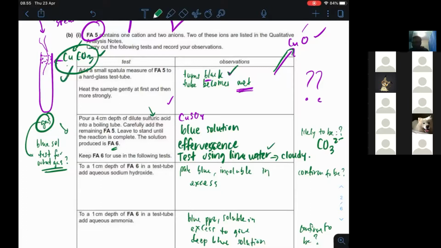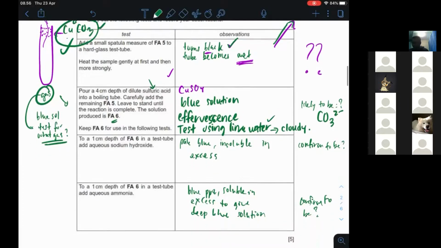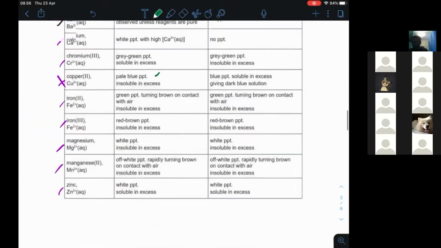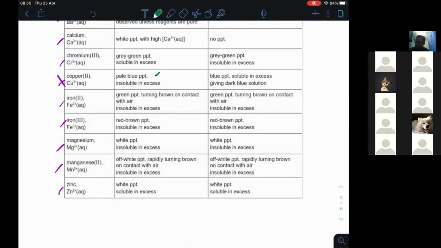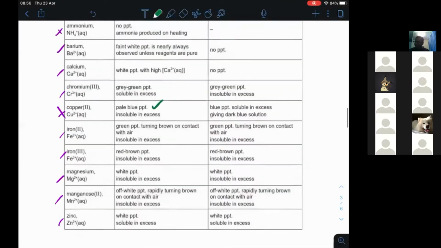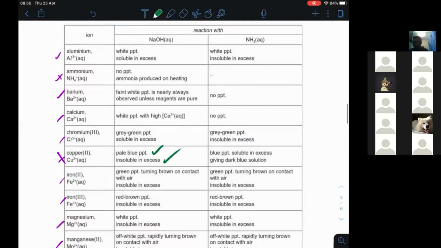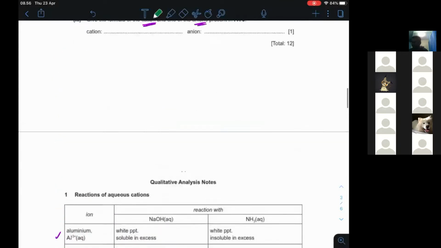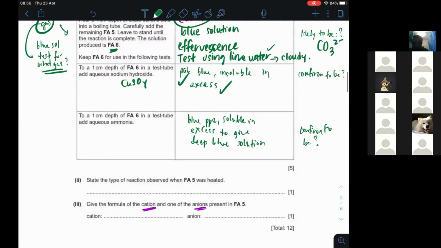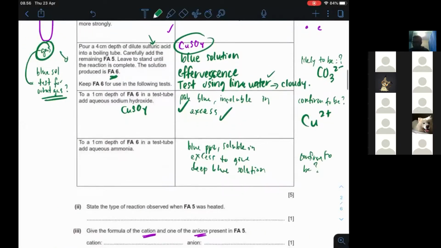But never mind. For now, if you look over here, you are going to do further testing. When you add aqueous sodium hydroxide to copper sulfate, Fa6, it will give you a pale blue precipitate, insoluble in excess. So if you do the test and find a pale blue precipitate when you add sodium hydroxide, insoluble in excess, it further confirms it's copper 2 plus. So I know it's going to be copper 2 plus. And then they did further testing.